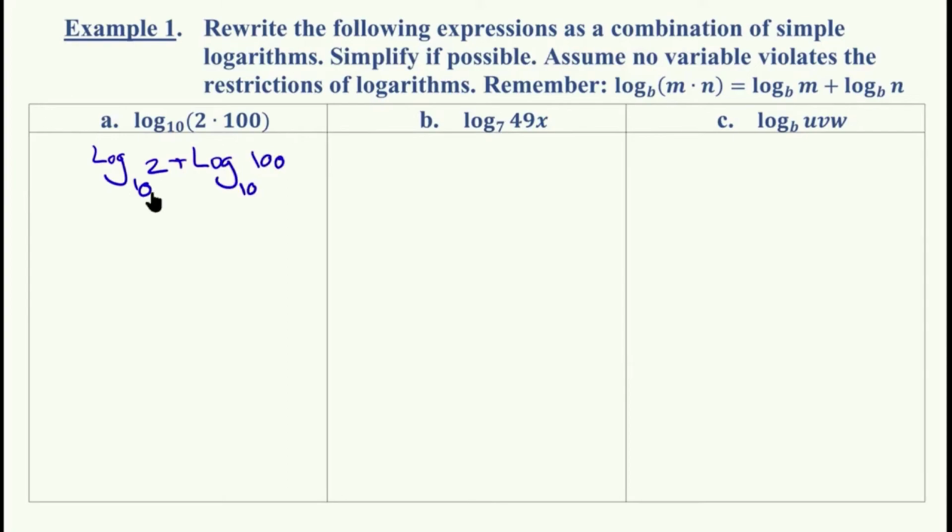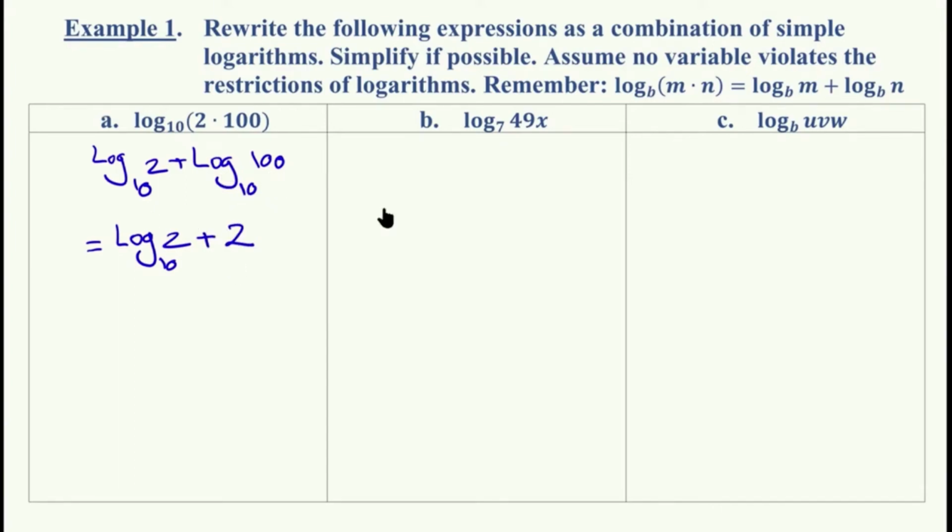Now log base 10 of 2 is not a simple number because we don't know what power of 10 gives us 2, but log base 10 of 100 is a nice simple number. Remember that invisible number you have to imagine here. 10 to what power gives 100? That's 2. So we say that's equal to log base 10 of 2. We don't do anything with that one. But the next one we can simply write as 2, because that's what log base 10 of 100 is.